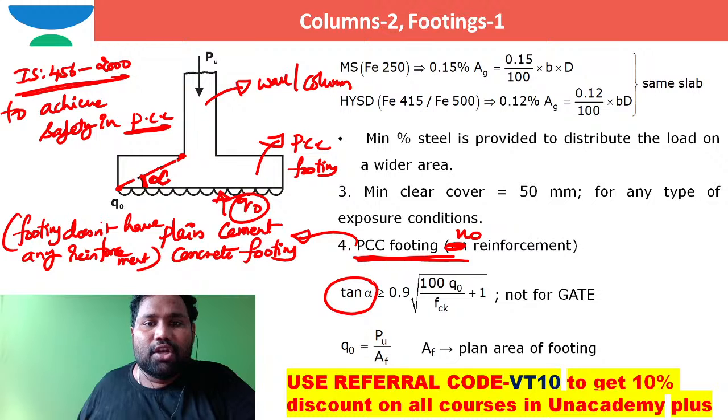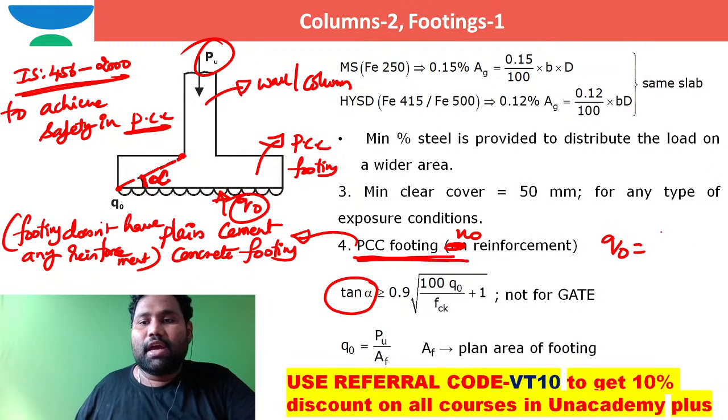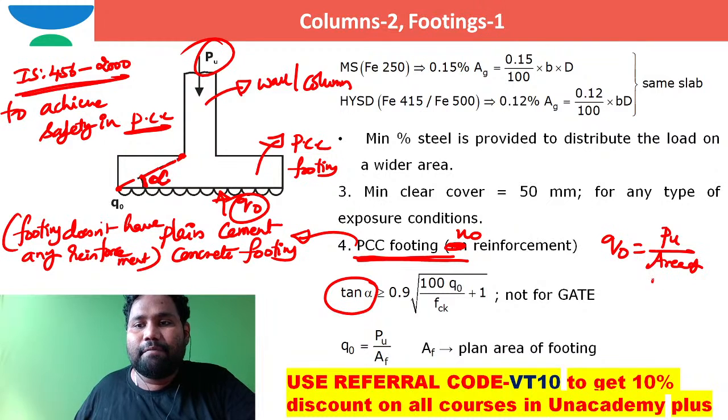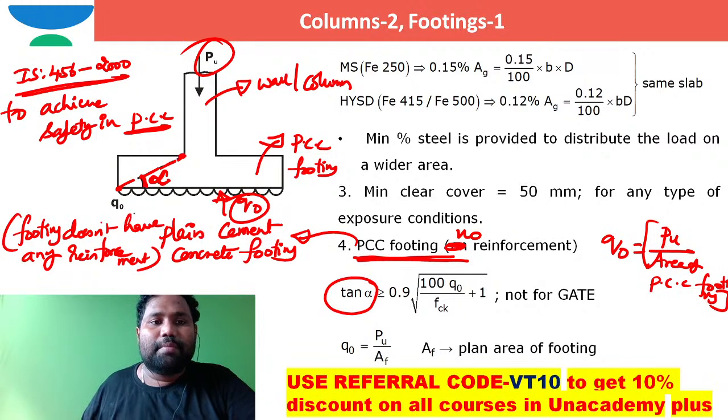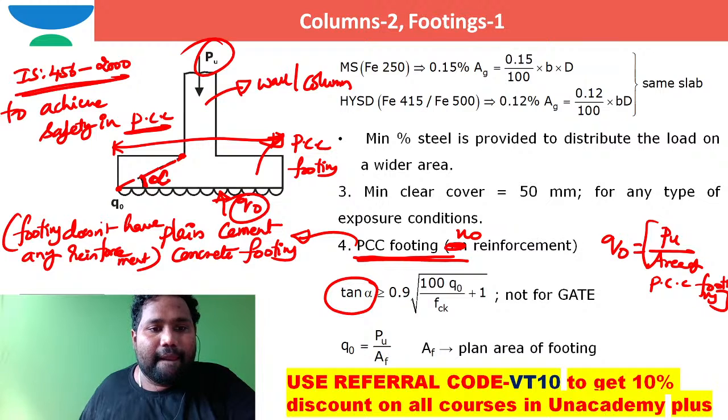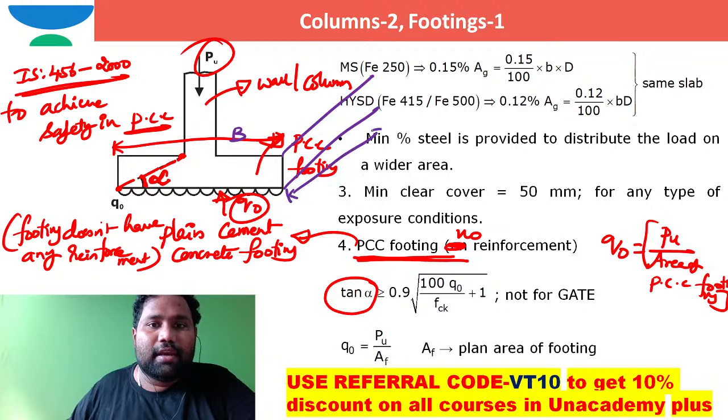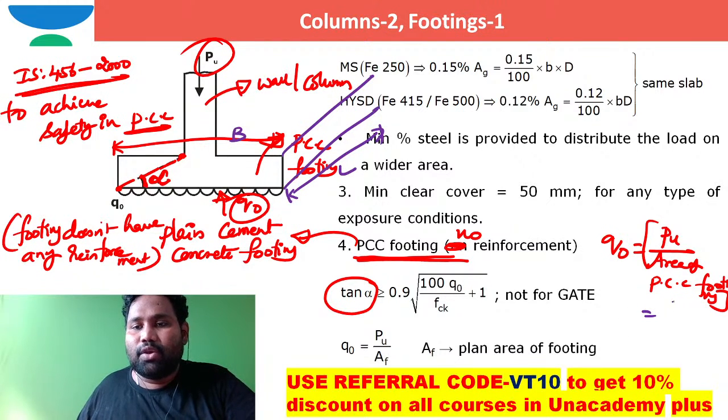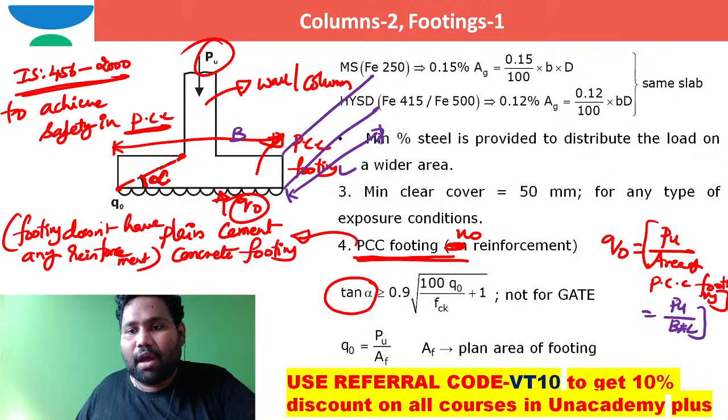This tan alpha should be greater than or equal to 0.9 times the square root of Q naught. How can you work out this Q naught? This Q naught is the load coming from the wall or column, Pu, divided by the area of the PCC footing. Maybe I can write this width as B and this length as L. So in such a case, Q naught is Pu by B into L. This is how you can work it out.